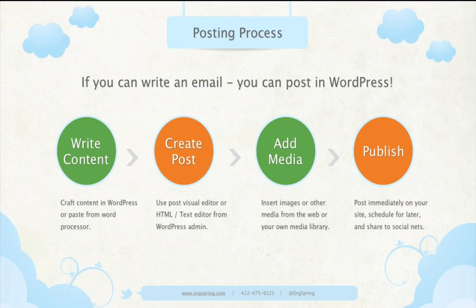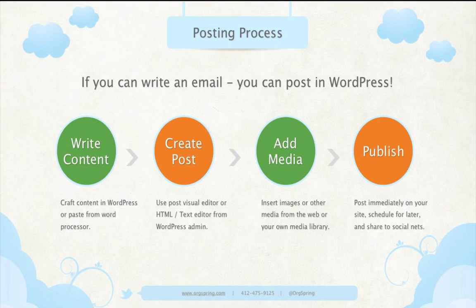So just a quick little bit about the posting process. Posting in WordPress is really a four-step process. You're going to write content. You're going to create that post in the back-end administration panel of WordPress. You're going to add media, if any at all, like images, audio, videos, things like that. And then you're going to publish that post, and it's going to go live on your website. So it's really just a four-step process.